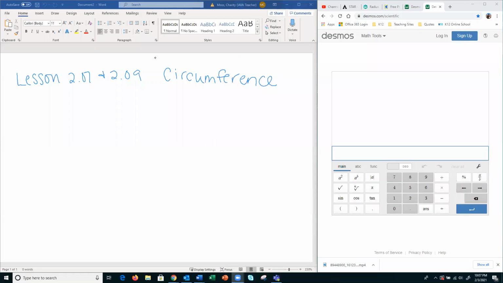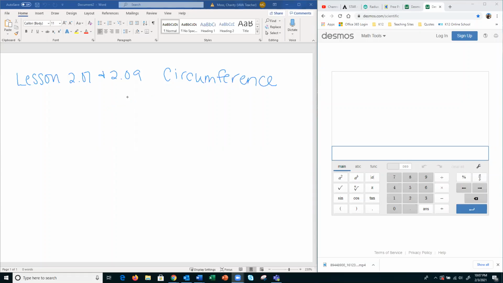All right, so lesson 2.07 and 2.09 is on circumference. If you've ever had an empty toilet paper roll or empty paper towel roll and you hold it up and look at it straight on, that's a circumference. It is the distance around a circle. Just like perimeter is the distance around a rectangle or a square, circumference is the perimeter of a circle.